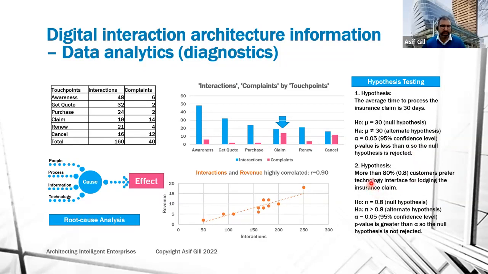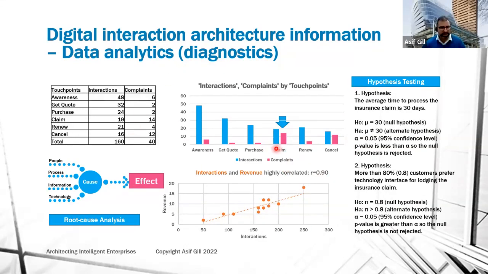And then another hypothesis: that more than 80% of customers prefer a technology interface for lodging the insurance claim. And that we can also look at. This information could be really good. If more people prefer technology interfaces, it means going digital is a very good option for us, for digitizing those interactions. Also, we can look at what's the link between the interaction and the revenue. You can see as the interactions are increasing, revenue is also increasing. So this is again a part of our diagnostic.